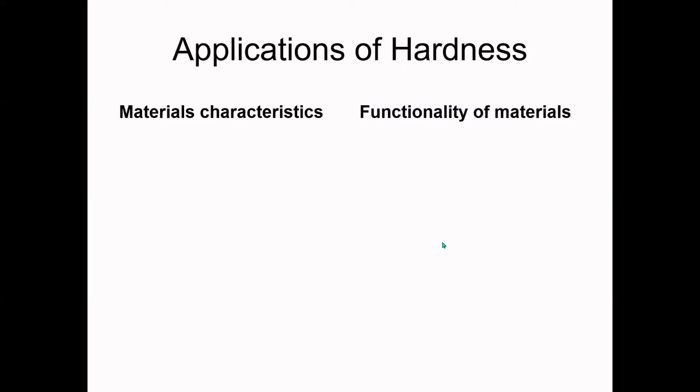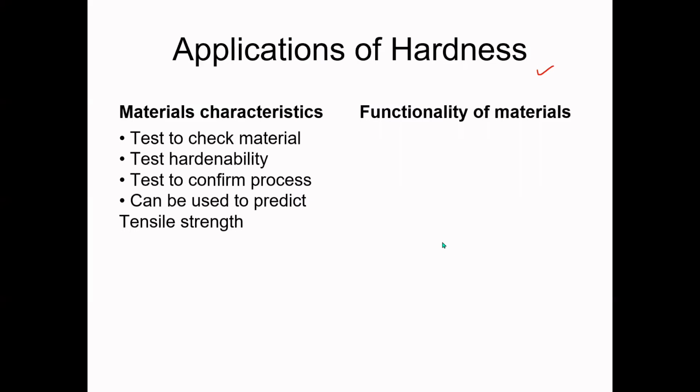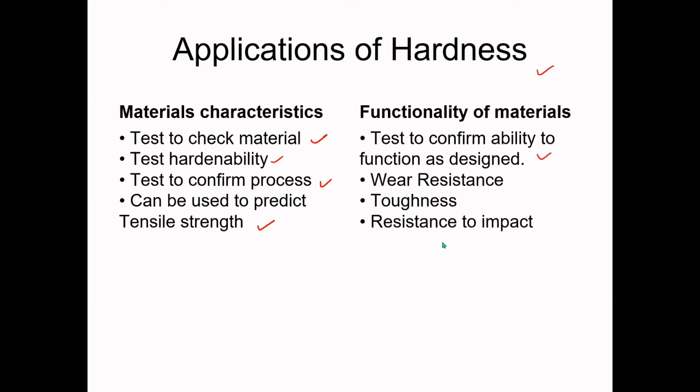And here are some applications of hardness testing in terms of material characteristics. We can use hardness testing to check the material, test the hardenability, confirm the process, and also predict the tensile strength. And in terms of the functionality of the materials, we can apply hardness testing to confirm the ability to function as designed. It can also be used to determine the wear resistance, to study the toughness, and also the resistance to impact.